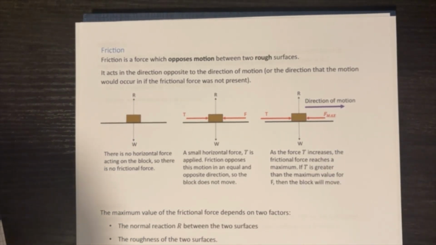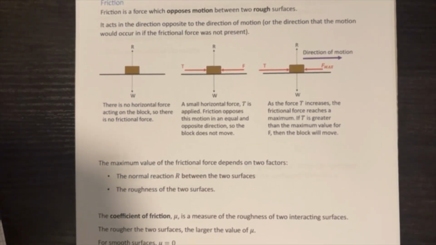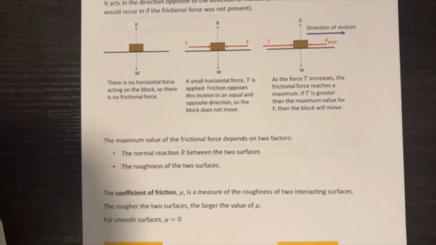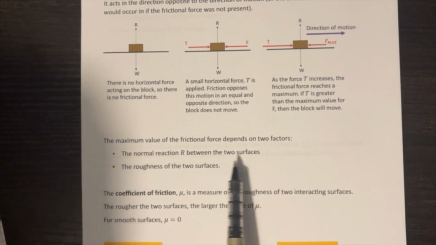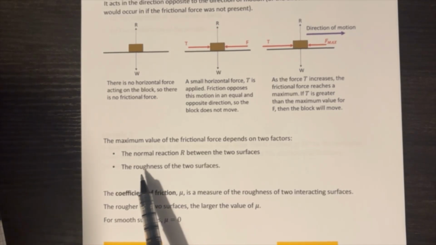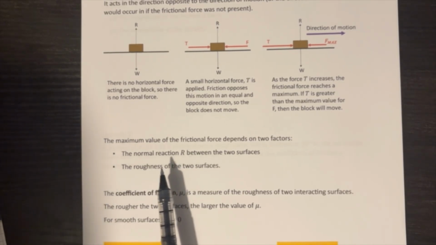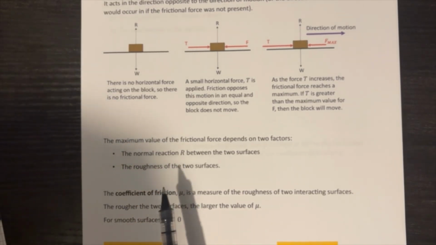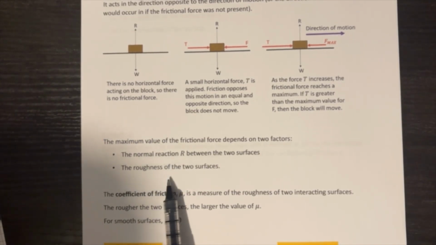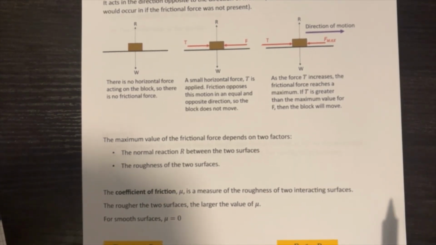We were talking about the force having a maximum value, and the maximum value of that force is dependent on two things. It's dependent on the normal reaction between the two surfaces, so that reaction force is important, and also on how rough those two surfaces are. If we think about an object sliding on ice, for example, there's very little friction because of the smoothness of those surfaces. But we can think of other surfaces which are more rough, so there's going to be a greater frictional force between those surfaces. So it's a property of the surfaces themselves.